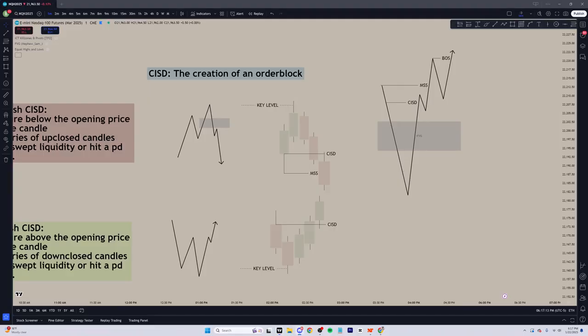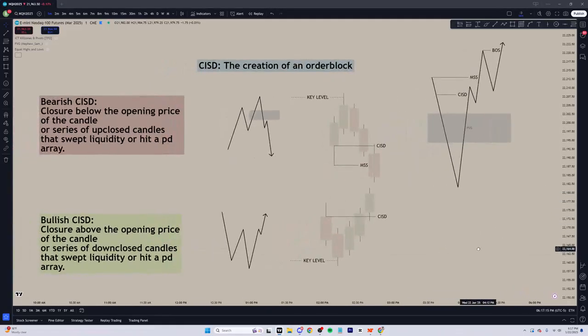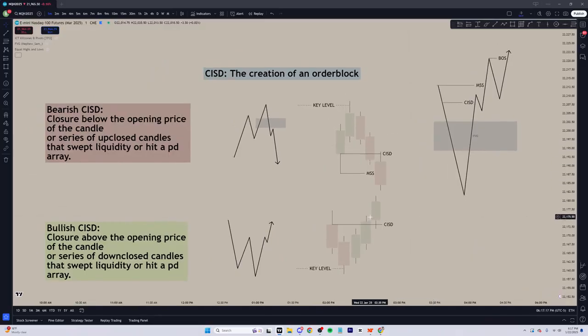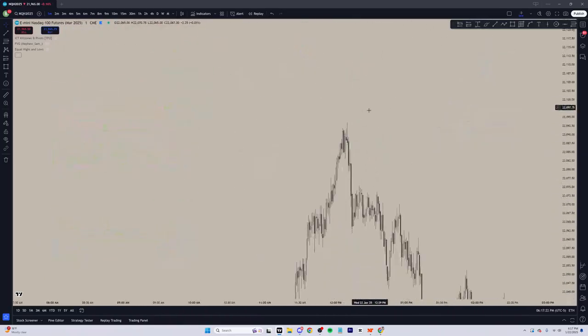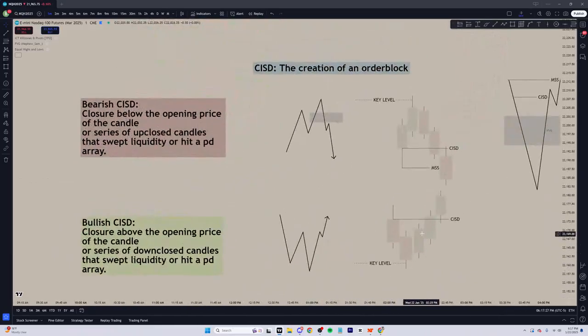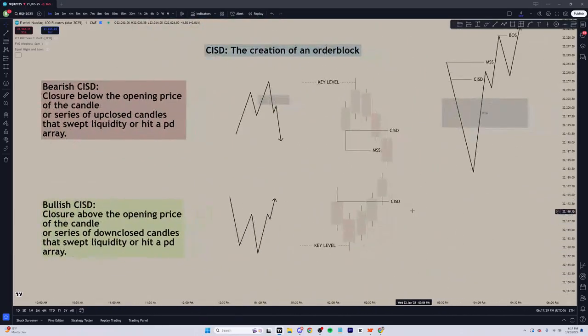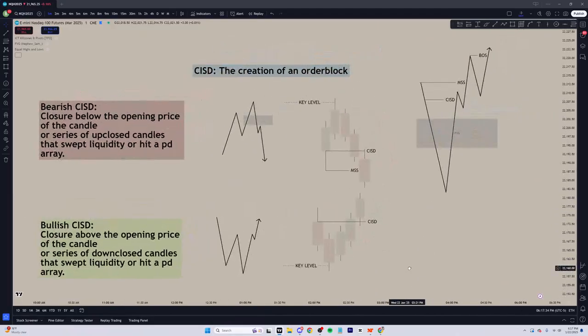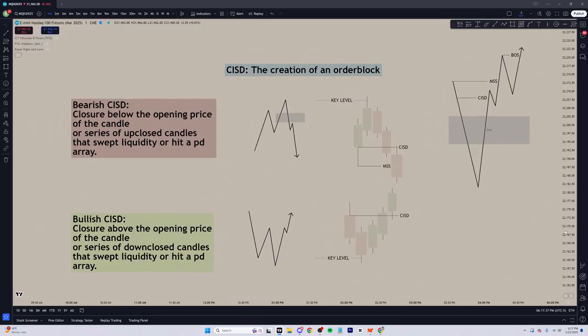How is CISD a creation of an order block? Good question. So an order block is not an order block until we get a body closing above that candle, right? We'll get into order blocks after this, but an order block isn't an order block until we get a closure above the opening price. Once we get a closure above the opening price, then that's the creation of an order block. I understand what it is, but not how to use it. Yeah, we'll get into some examples in a second. As long as you guys understand it, that's all that matters for now.